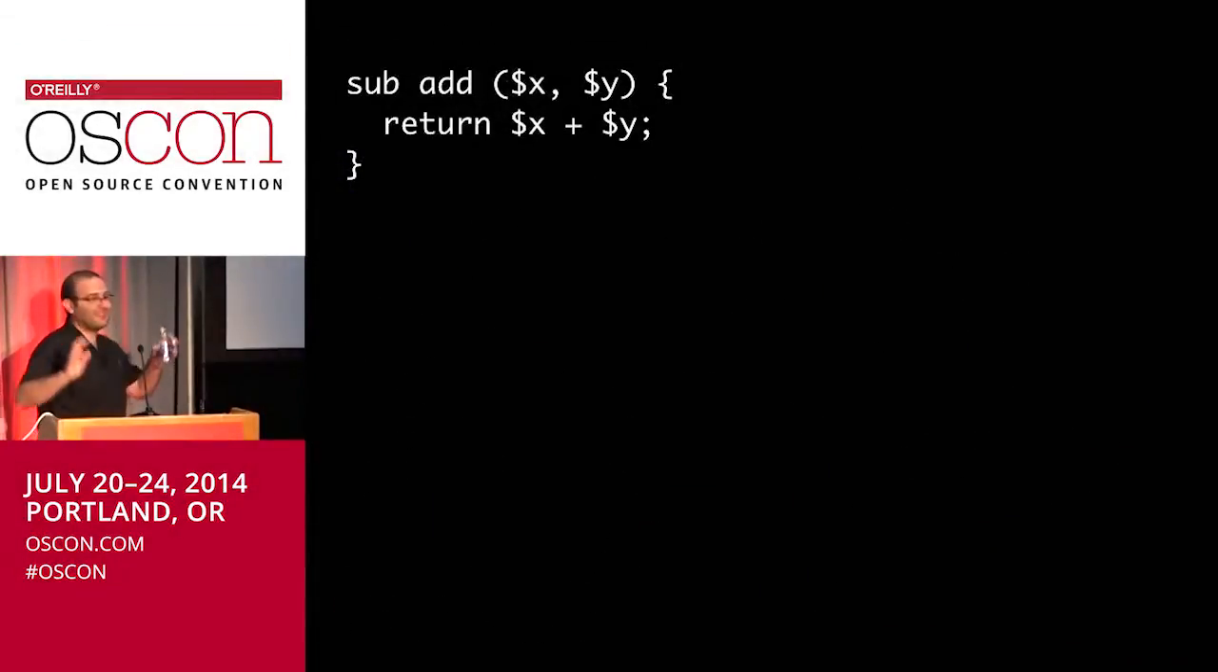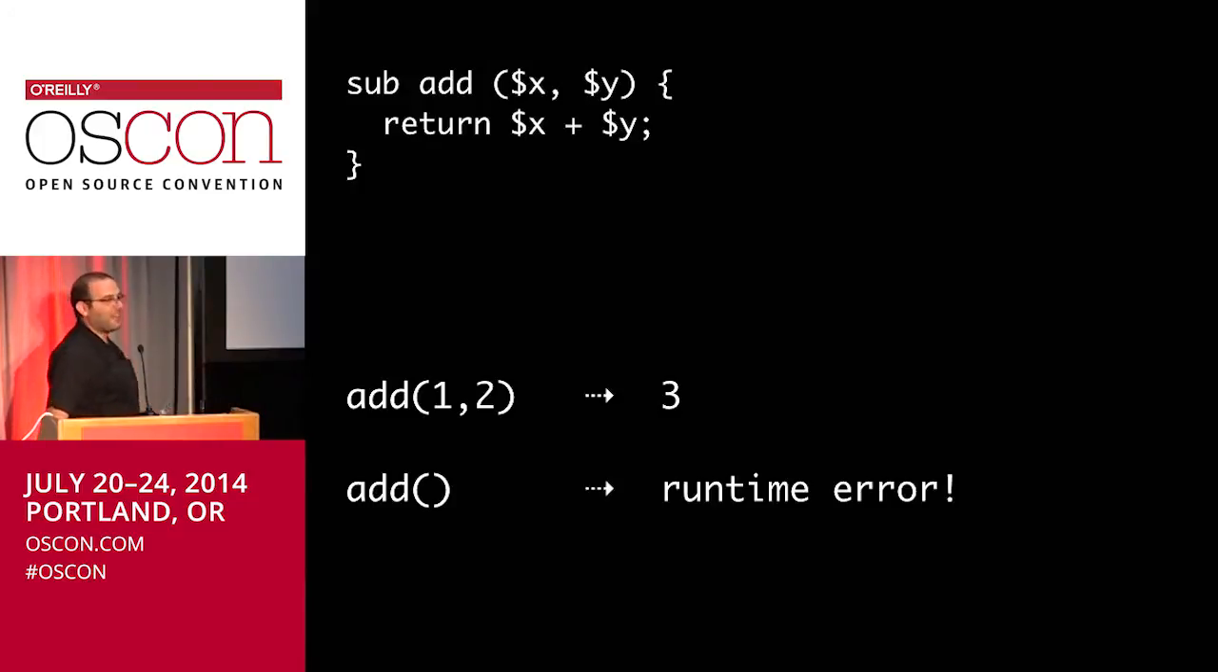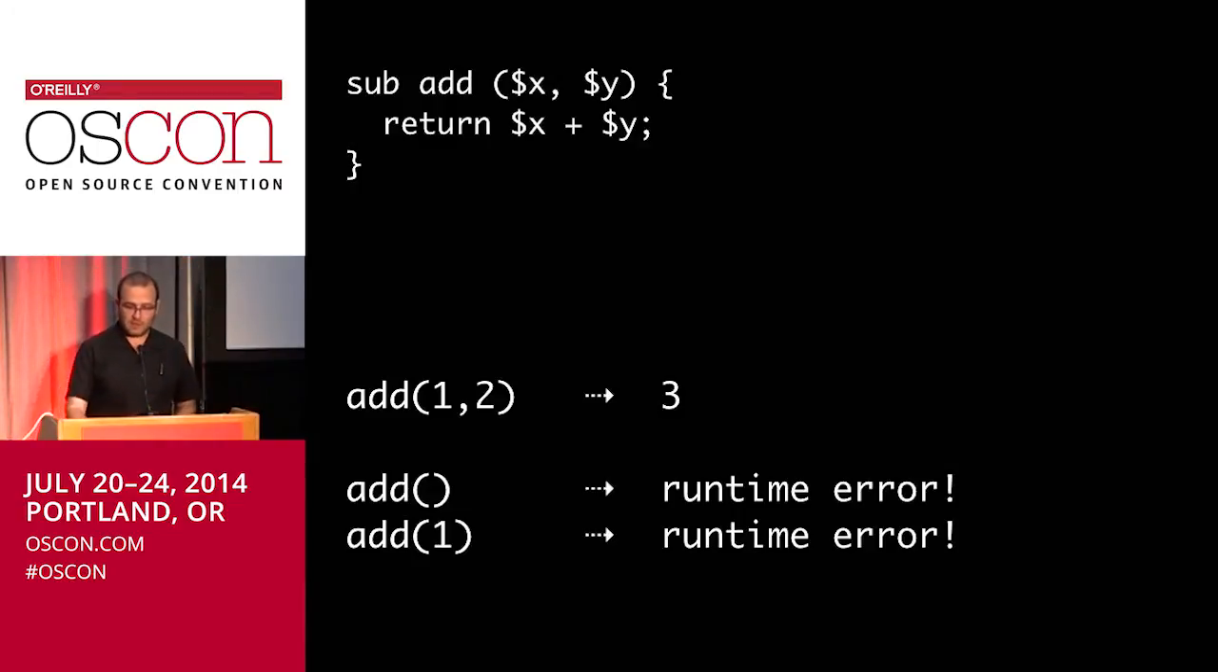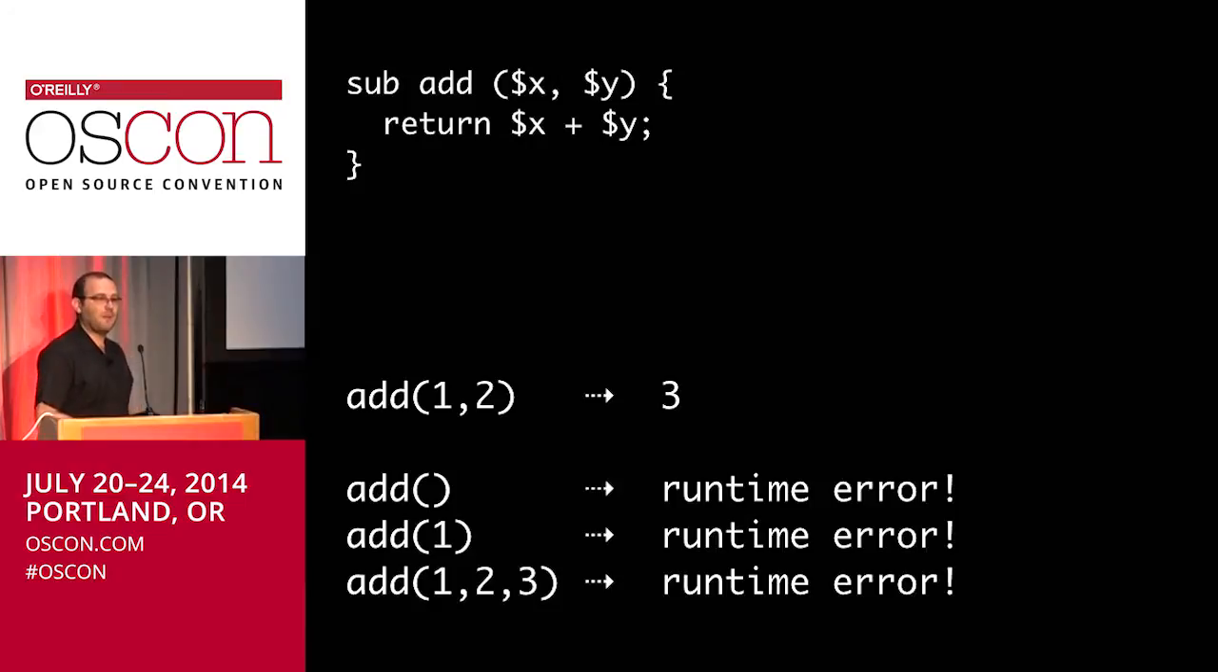Okay, the light shone down from heaven, and it does just what you think, right? You can say, I want to add 1 and 2, and you get 3. If you try adding nothing, you get a runtime error, because we know that it takes 2 arguments. If you add 1, you get a runtime error. You add 3 things, you get a runtime error. Okay, so you're getting checking on these also.